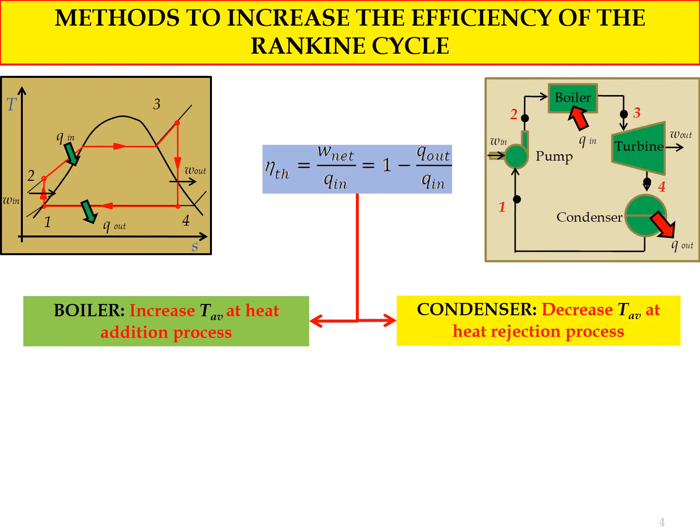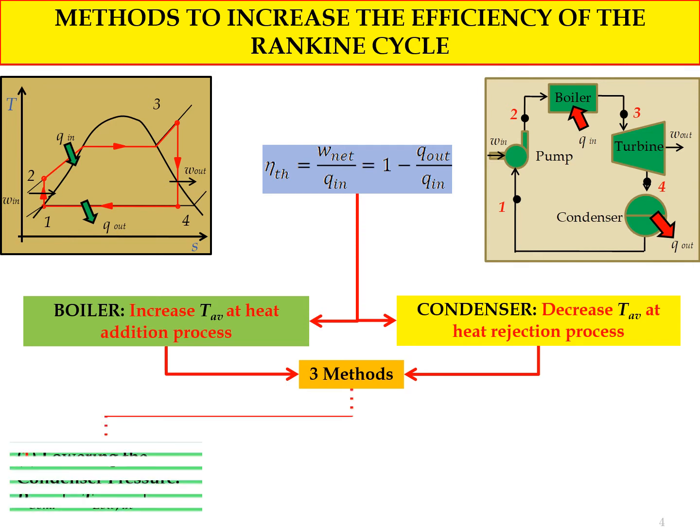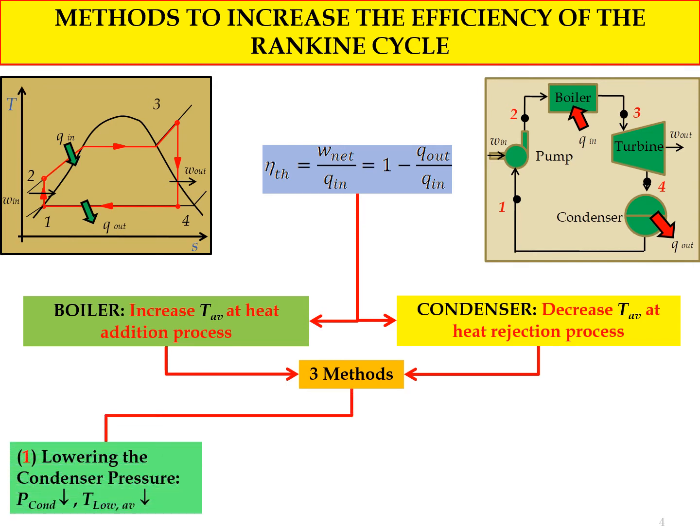And another method is we decrease the average temperature at the heat rejection process at the condenser, which is process 4 to 1. However, actually, there are three methods to increase the efficiency of the Rankine cycle. The first one is lowering the condenser pressure. By lowering the condenser pressure, which is process 4 to 1, we use an even lower constant pressure, so that we can get the low average temperature.